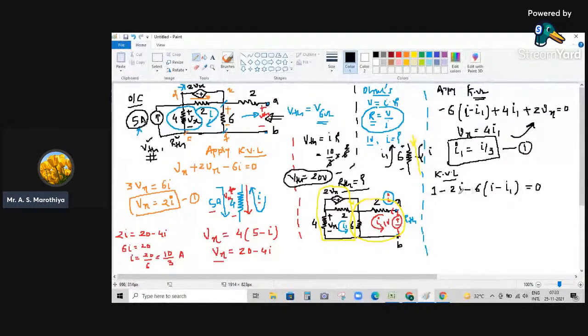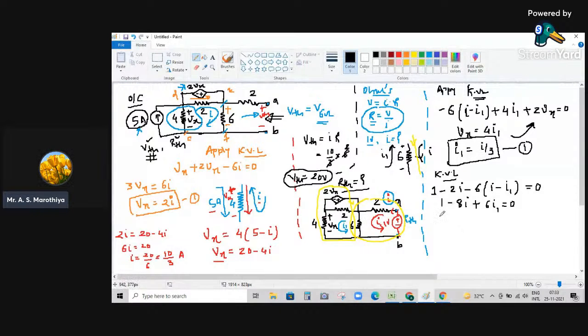So once you have this equation, it is very simple to find out the relationship between I and I1. Solve this equation for I and I1. So I can write here 1 minus 2I minus 6I plus 6 I1 equals 0. So this is another equation. Now our objective is to find the value of I. So I can write here I1 as I by 3.